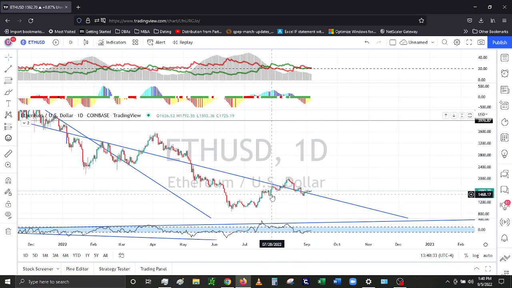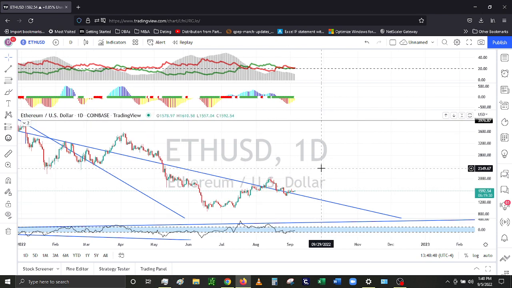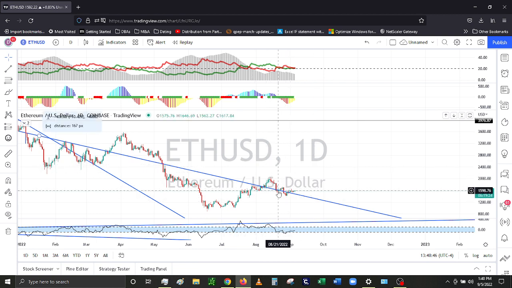You can see here it finally broke upside of that top trend line, which is what I was looking for before I placed the trade. But you can see it busted back down to breakout price. Now it's following the trend line downside. So is it going to hold or is it going to bust? We'll see.